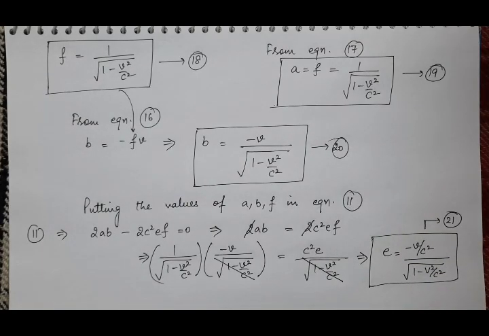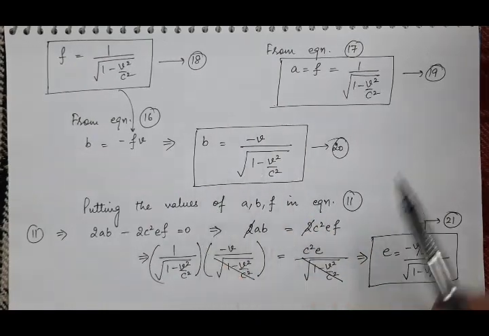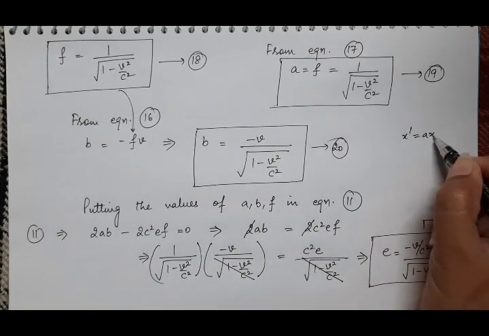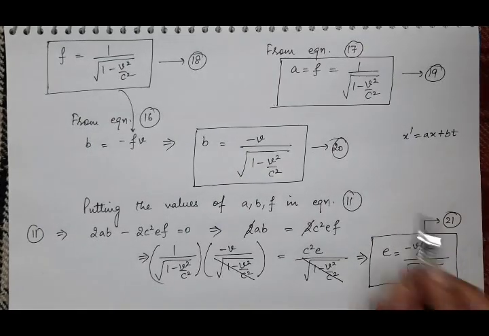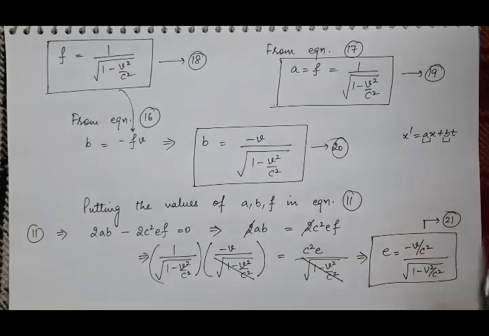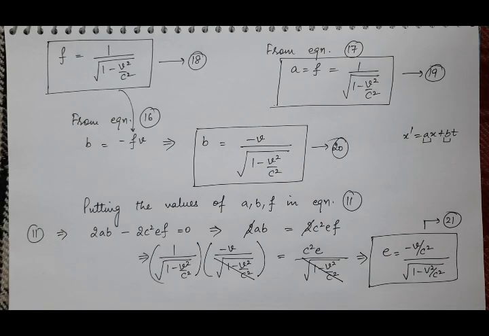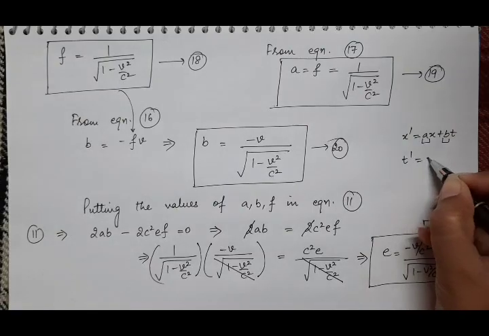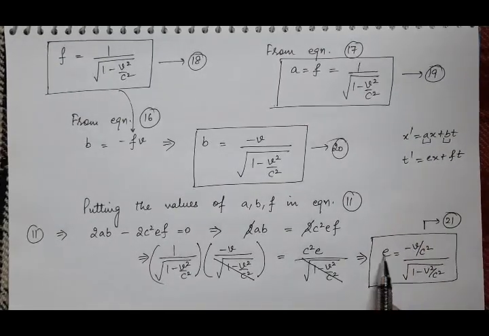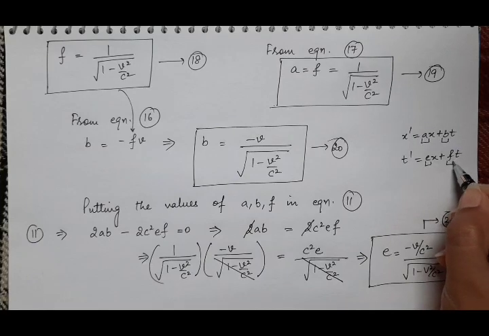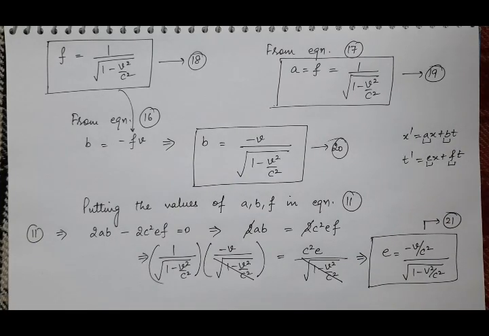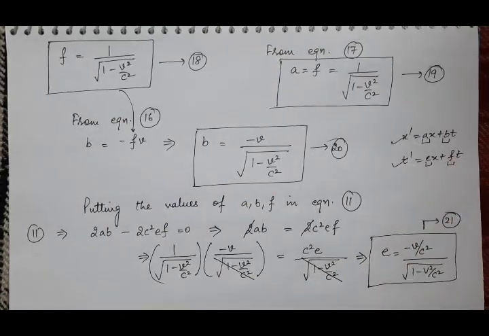So now we will put these values of A and B in equation x dash is equal to AX plus BT. And when you will put the value of A and B here in this equation, you will get the Lorentz transformation from x to x dash. And when you will put the value of E and F in this equation here, you will get the Lorentz transformation equation from t to t dash. So putting the values of A, B, E, F in these two equations.